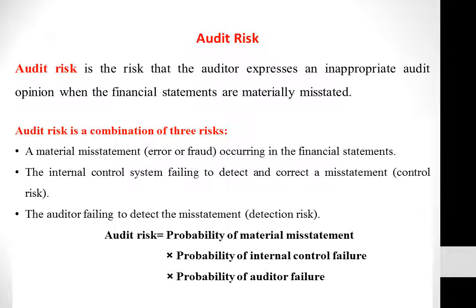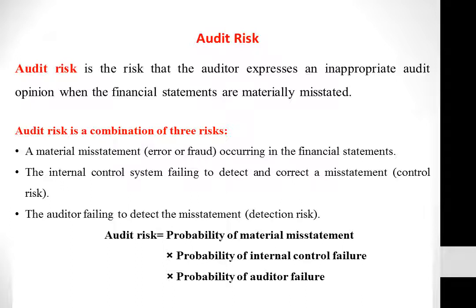So here, audit risk means the probability that the auditor gives an incorrect opinion. Maybe the financial statements are free from material misstatements, but he says that the financial statements are materially misstated, or he should give a clean opinion while he gives a qualified opinion, or he should give a qualified opinion while he gives a clean opinion. So this is the risk.